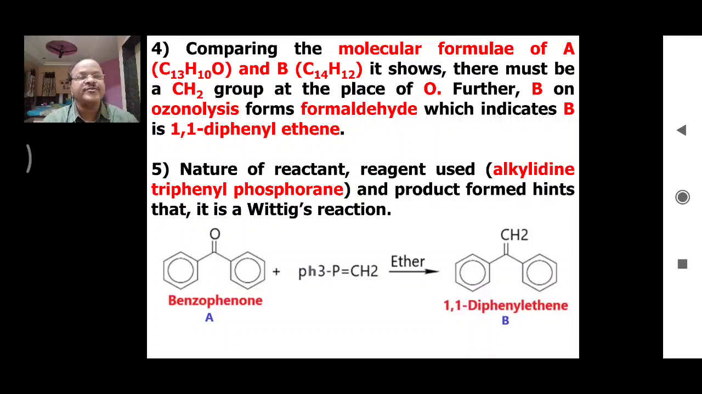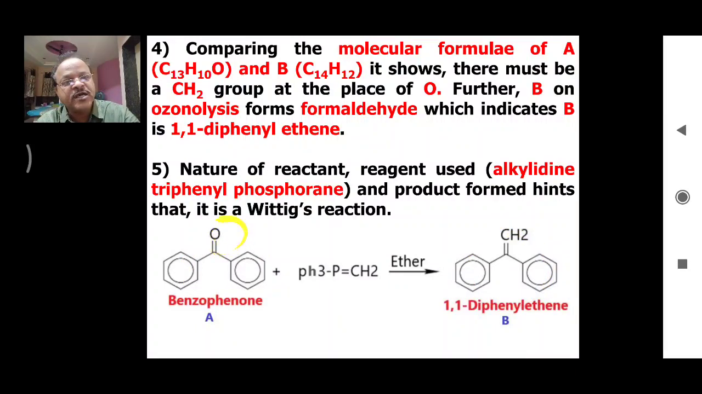So looking at the nature of the reactant and the reagent used, which reagent is used? Alkylidene triphenyl phosphorane, and the product form hints that it is a Wittig's reaction. Now let's see the reaction. This is benzophenone, compound A, having molecular formula C13H10O. This on reaction with alkylidene triphenyl phosphorane in presence of ether, generally the Wittig's reaction is carried out in presence of ether, we get compound B, which is nothing but 1,1-diphenylethene.